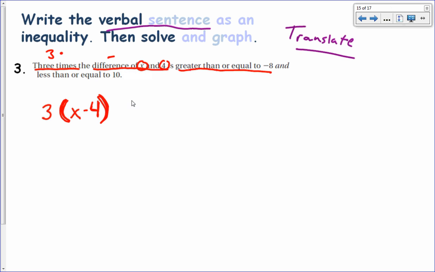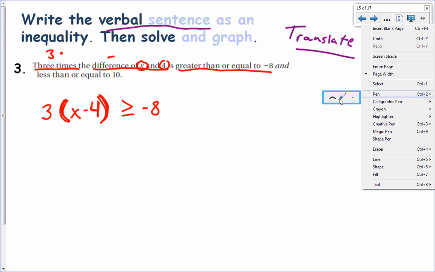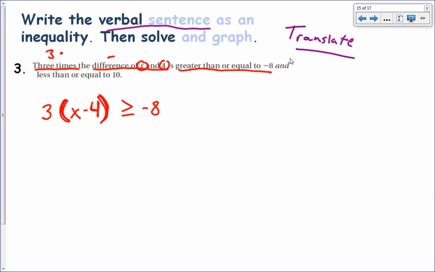Well, I know what to do there. I'm going to write a greater than or equal to sign and then a -8. Perfect. The only part that can be confusing is it now says, and it's less than or equal to 10. Well, what's less than or equal to 10? Is -8 less than or equal to 10, or is it all this other stuff?